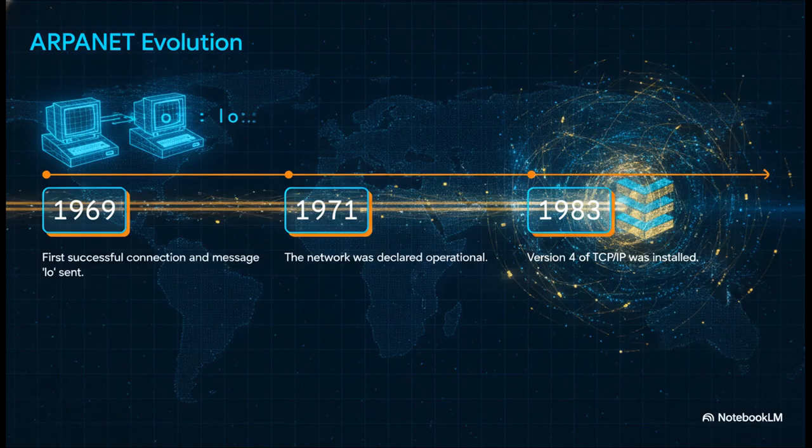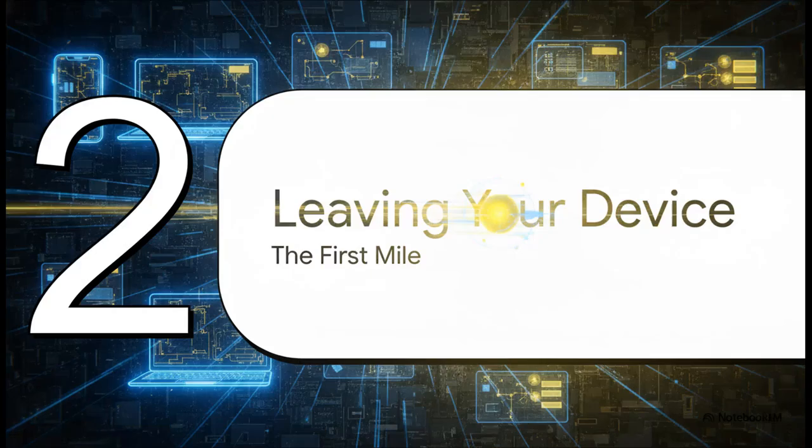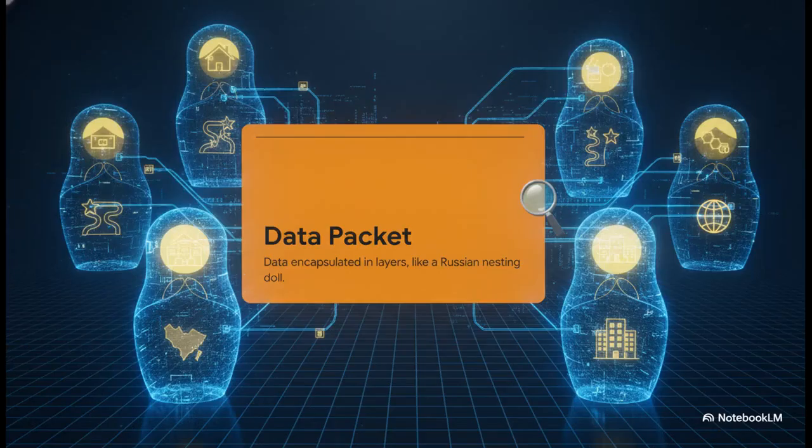From there, the idea spread like wildfire. By 1983, they installed version 4 of TCP/IP, which became the standard protocol that finally allowed all these separate networks to join together into one giant network of networks. Section 2. Leaving your device. The first mile. Let's zoom right in on your actual device and start the journey of sending a simple request.